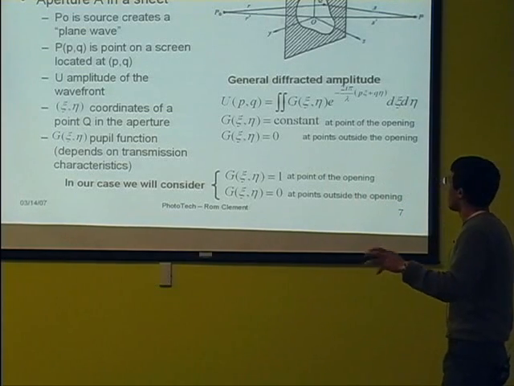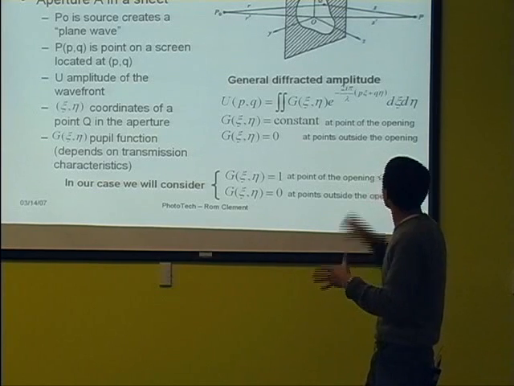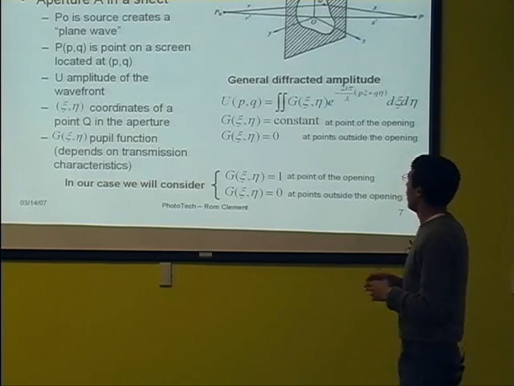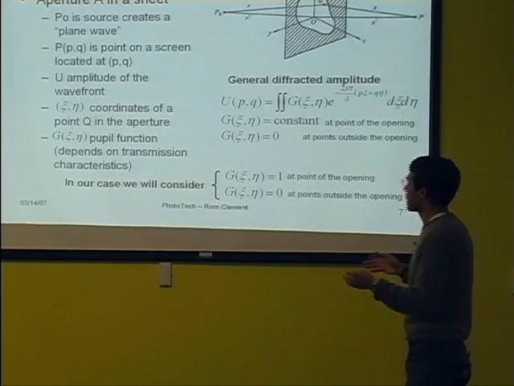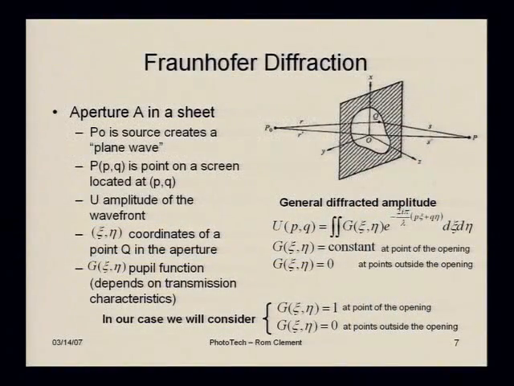And so the amplitude of the wavefront viewed from this point P can be simply expressed as the integral over the aperture of the incoming light. In our case, we will consider that this pupil function is equal to 1 when we're inside the opening and equal to 0 outside.